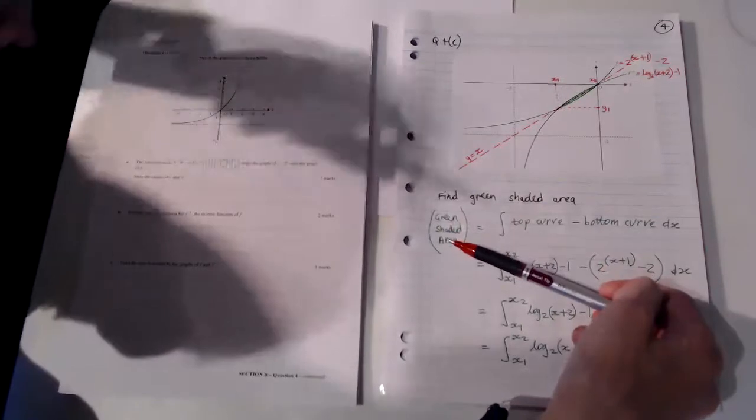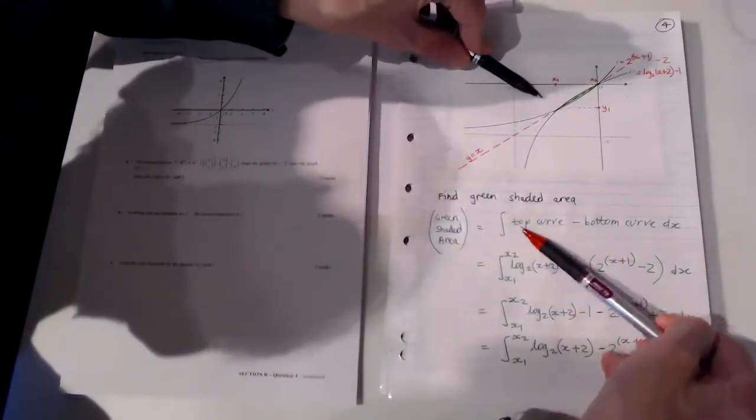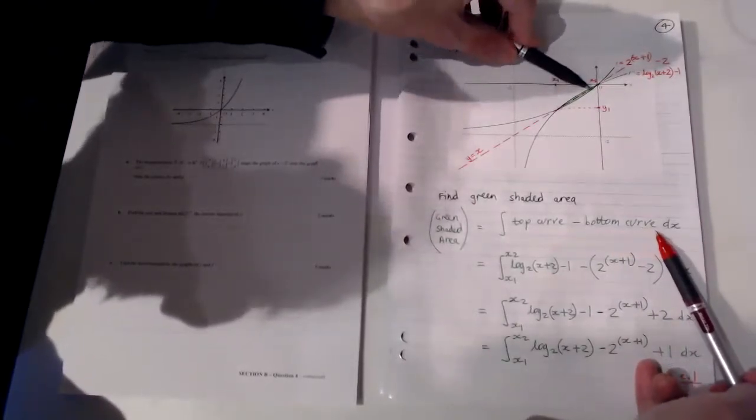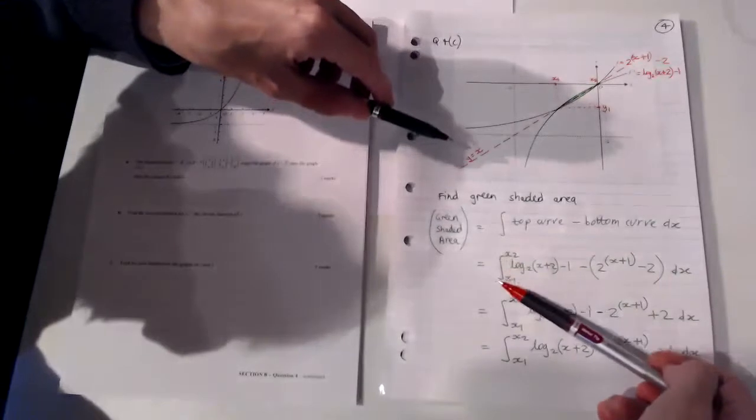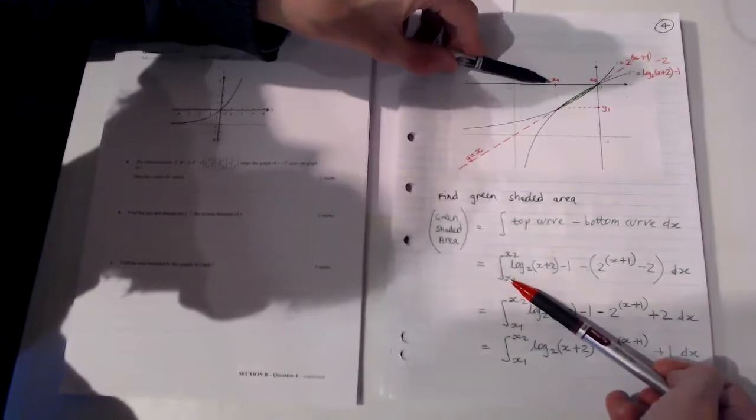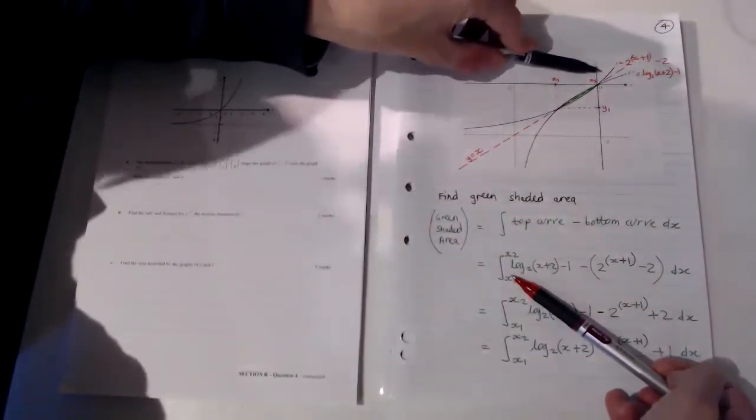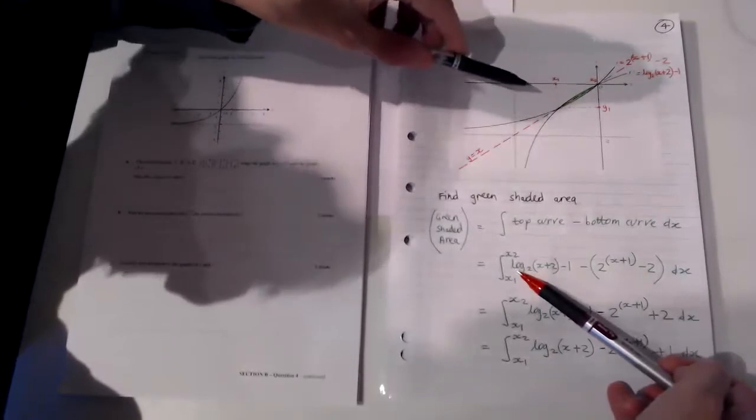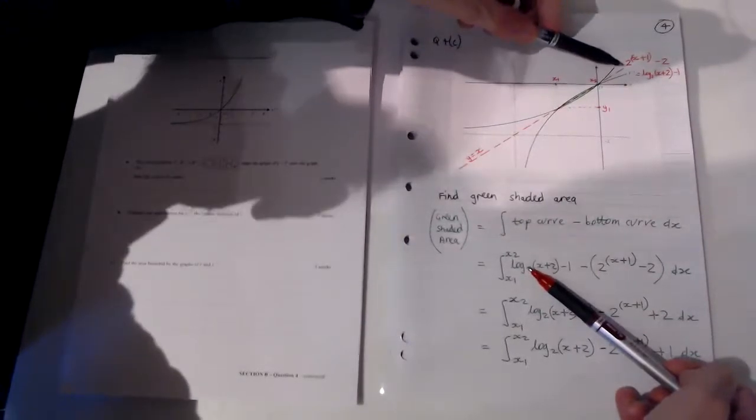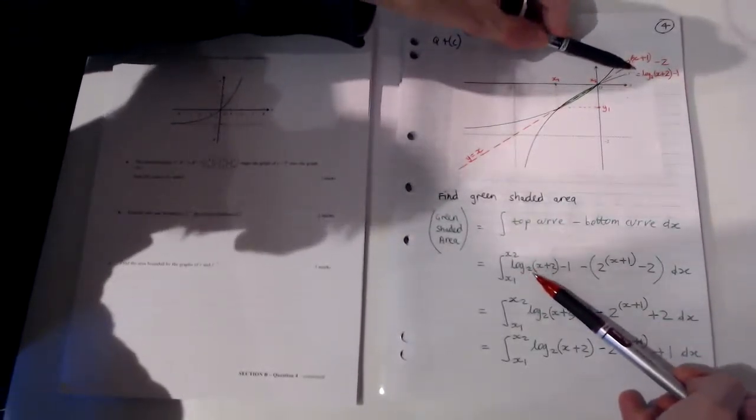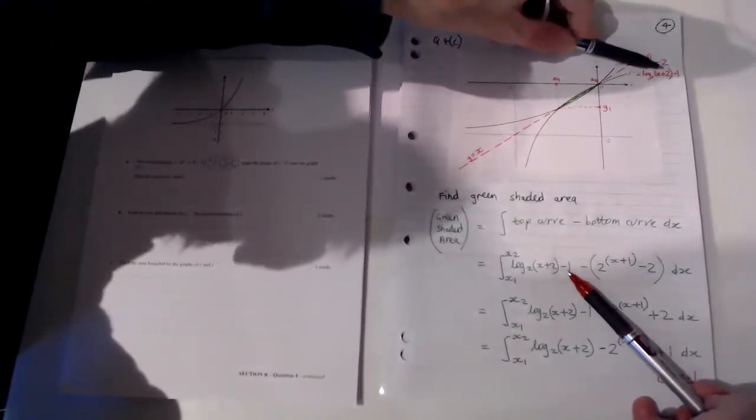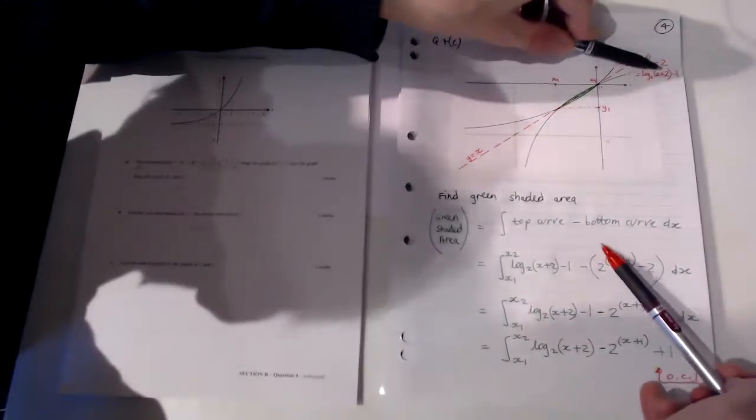Well, the green shaded area using calculus equals the integral of the top curve minus the bottom curve. And that's equal to the integral from that x intersection point there, which is x1, to that x intersection point there, which is x2, of the top curve. The top curve is the f inverse curve, which is log 2 of x plus 2, minus 1, minus the bottom curve.